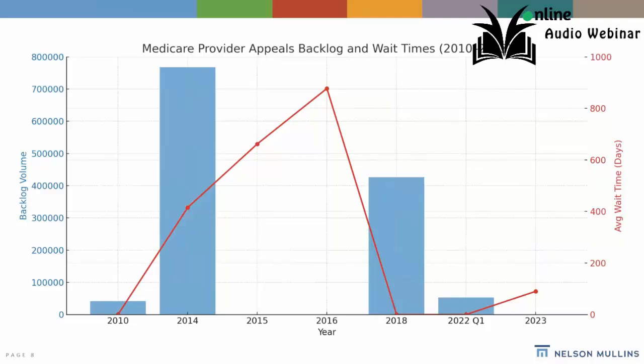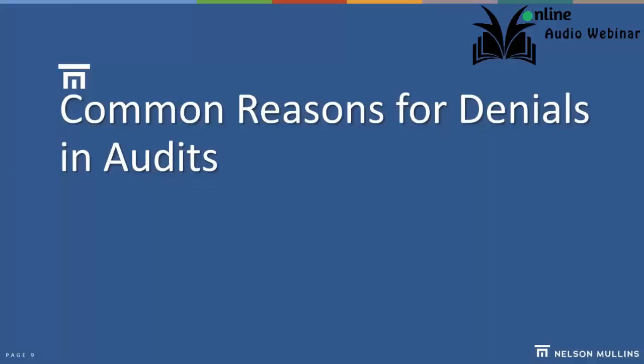Now, there was in the past a really big backlog, and I will explain what I mean by that. This is a Medicare provider appeals backlog and wait times, 2010 to 2023. Now we're going to get into common reasons for denials in audits.